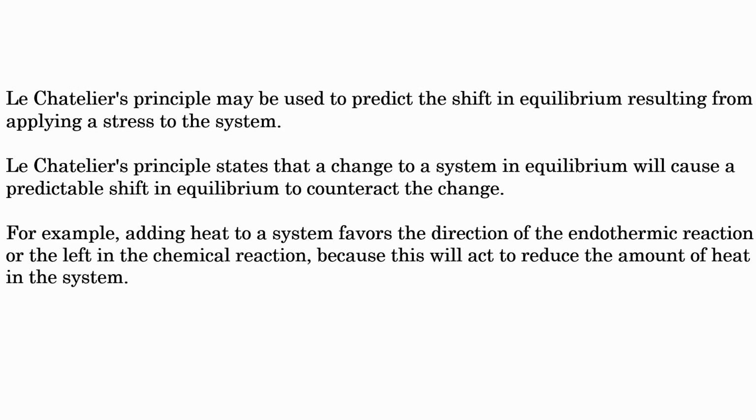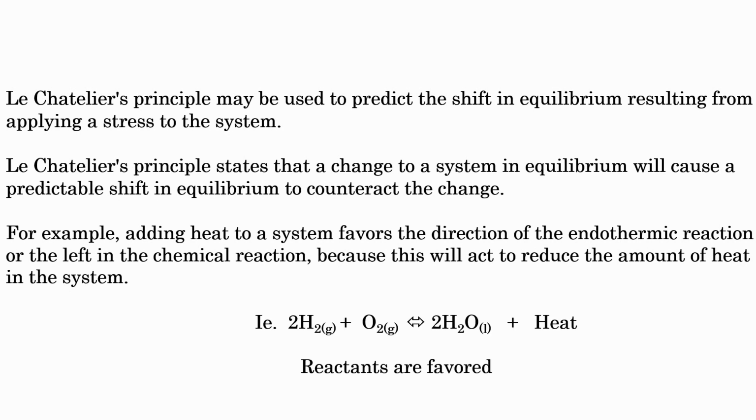For example, adding heat to a system favors the direction of the endothermic reaction, or the left side of the chemical reaction, because this will act to reduce the amount of heat in the system. In this example, where 2H2 plus O2 yields 2H2O plus heat, the reactants are favored if heat is applied.